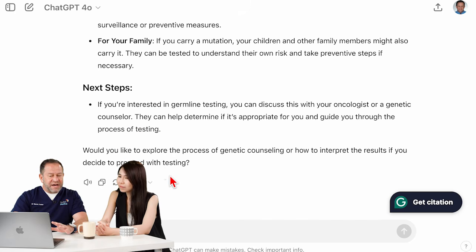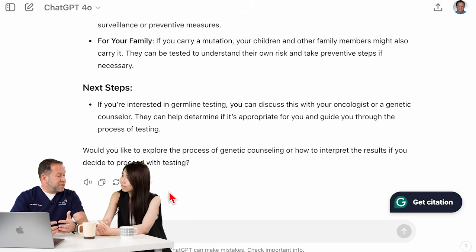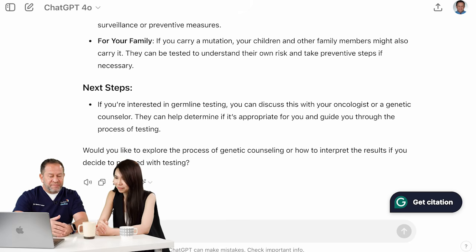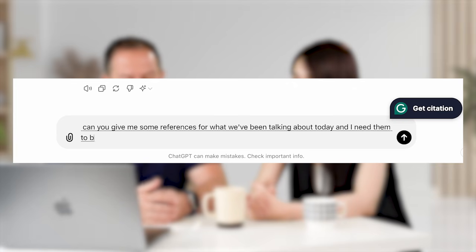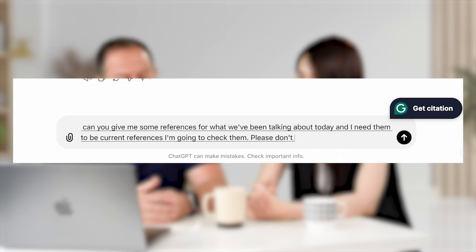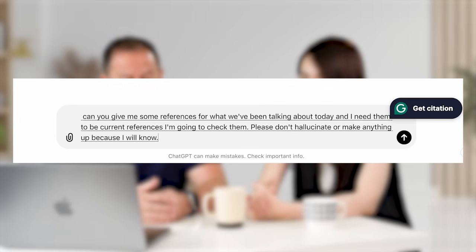And if you're ever in doubt, because GPT makes mistakes, and like we said before, we're not letting GPT replace the doctor. This is a tool to enhance education, improve empowerment, and make your limited time with your physicians more effective. But if you don't trust GPT, you can definitely come back to it and say, can you give me some references for what we've been talking about today? And I need them to be current references. I'm going to check them, full stop. Please don't hallucinate or make anything up because I will know, full stop.